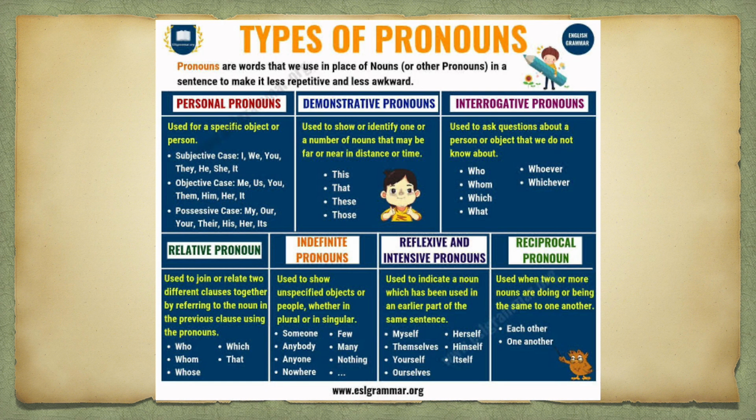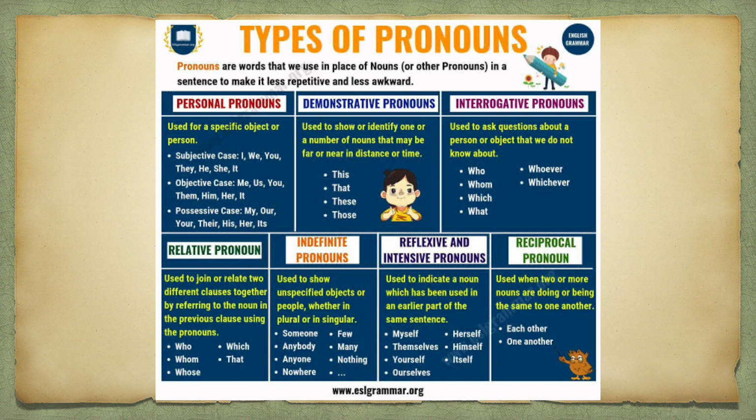The first type of pronoun is a personal pronoun. These replace the names of people or things. For example, I, me, you, we, he, and she. The second type of pronoun is a possessive pronoun, and these show ownership. For example, mine, yours, ours, his, hers, its, and theirs.